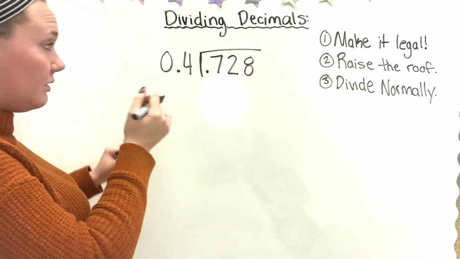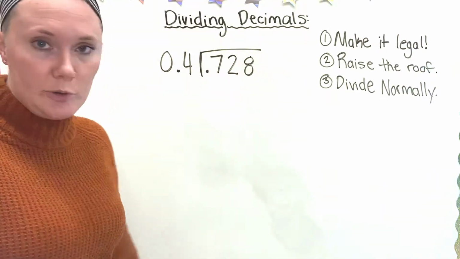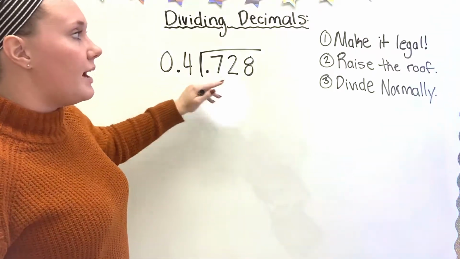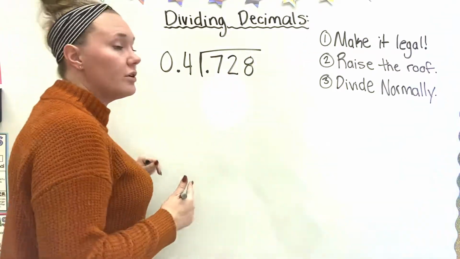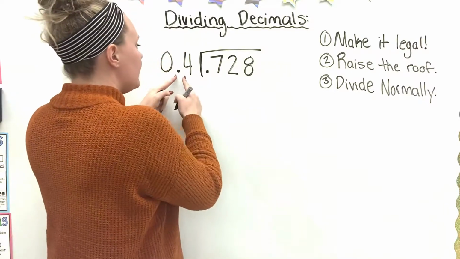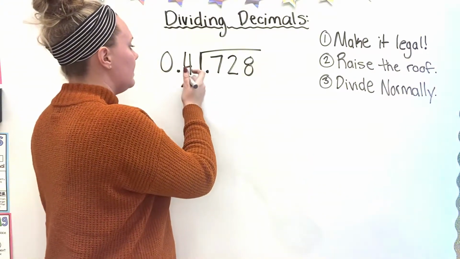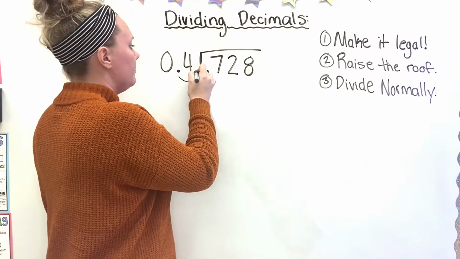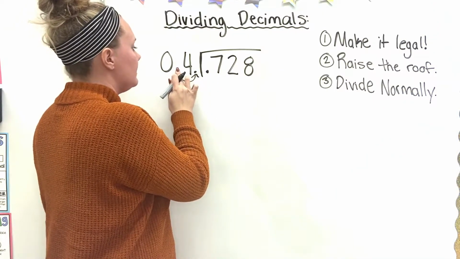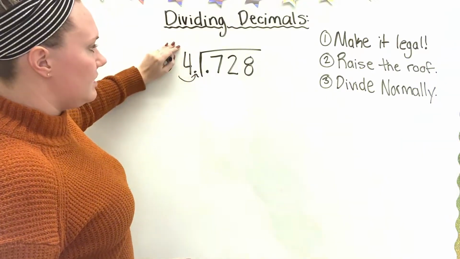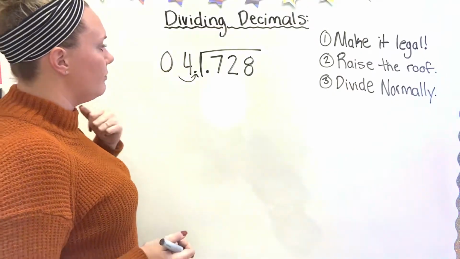All right. So I'm looking at this. I am the decimal police, and I'm looking at this, and I'm like, oh, it is an illegal problem. I need to make it legal. And remember, in order to make a problem legal, you take this decimal outside and you move it as far back as it can go. Well, luckily I only had to move it once. So now I have the number 4 out here, because this 0 basically means nothing. So I have the number 4 out here.